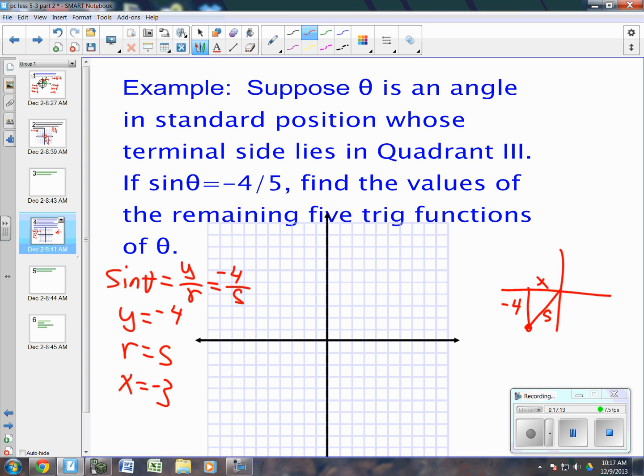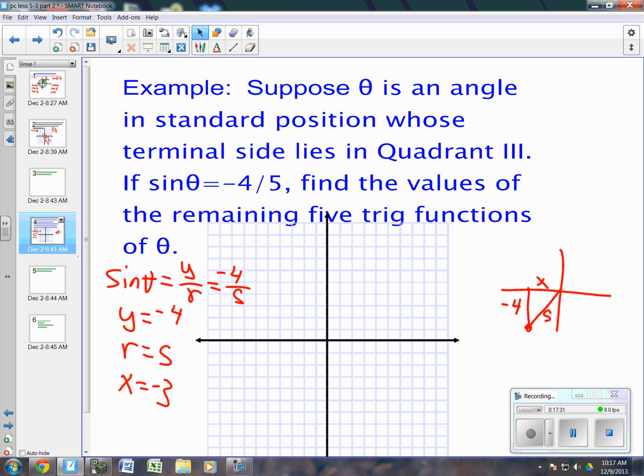But just kind of give you a visual. I usually like to draw a picture. We knew it was in the 3rd quadrant. It told us that. We knew the sine was negative 4/5, so we had y and r. Drew a picture. We know x has to be negative because it went in the left. And we can finish it out from there.